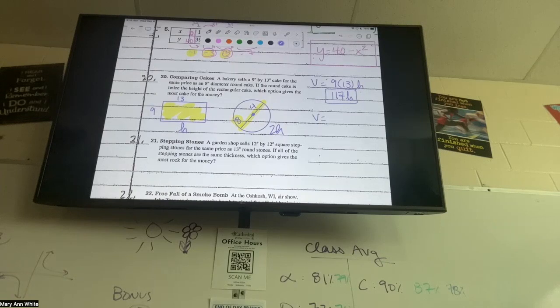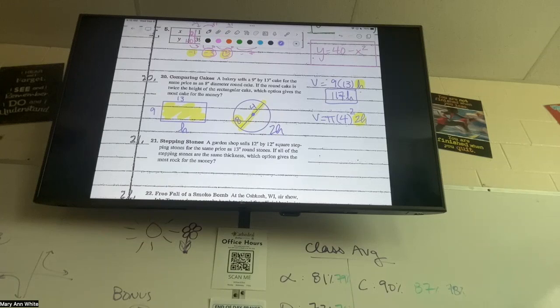How do you find the area of a circle? Pi r squared. So pi, what's your r here? 4 squared. And then just like we did in the other one, we're going to multiply by the height. What's my height for this one?